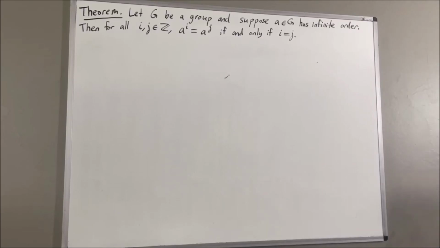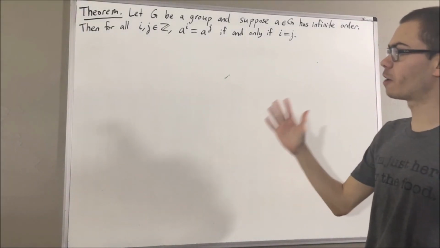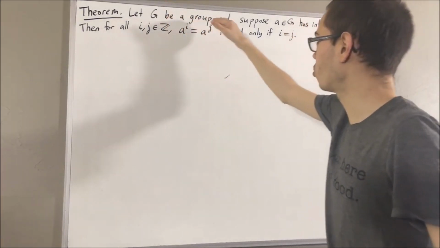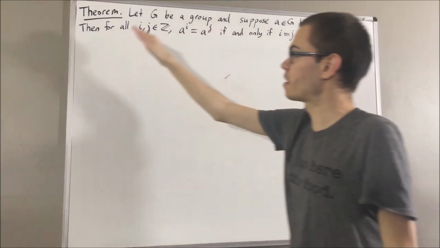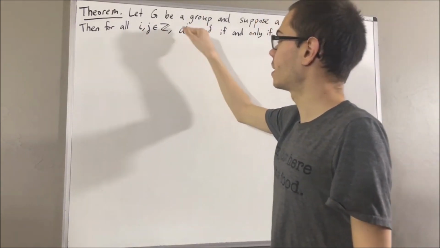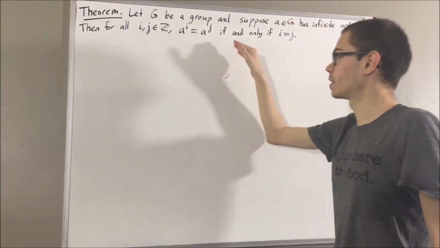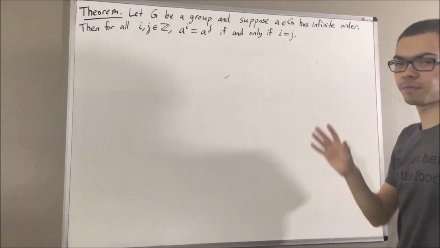Hello! In this video, we're going to prove the following theorem. Let G be a group and suppose a is an element of G with infinite order. Then for all integers i and j, a to the power of i is equal to a to the power of j if and only if i is equal to j.